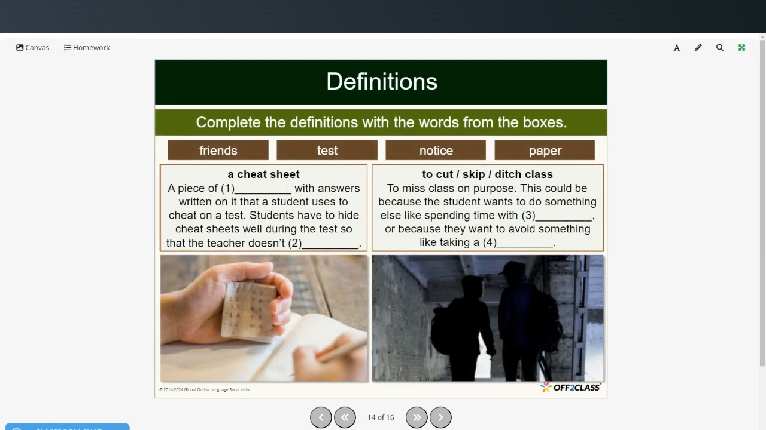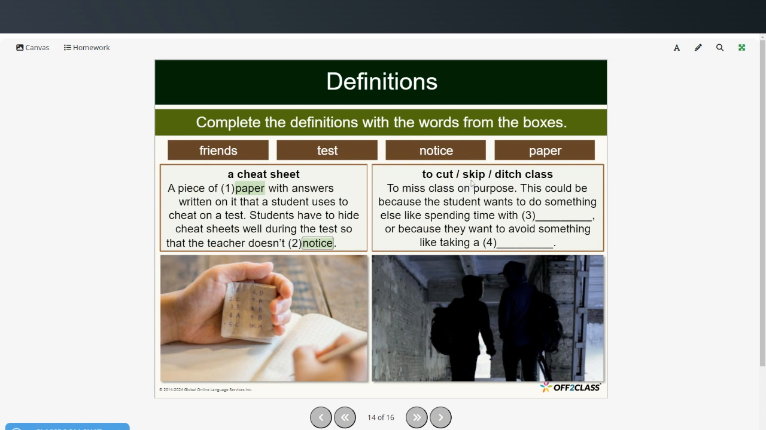All right, so now complete the definitions with words from the boxes. You can pause the video, try these on your own, and then restart when you're ready to check your answers. So a cheat sheet. A cheat sheet is a piece of paper with answers written on it that a student uses to cheat on a test. Students have to hide sheets well during the test so the teacher doesn't notice.